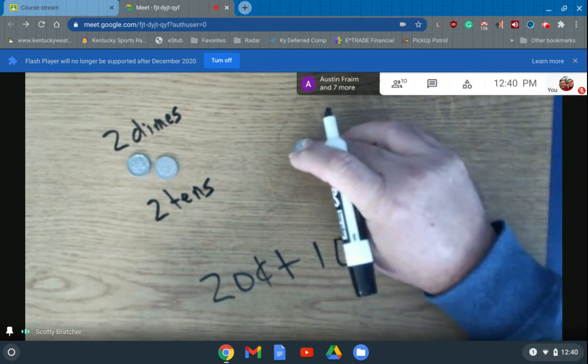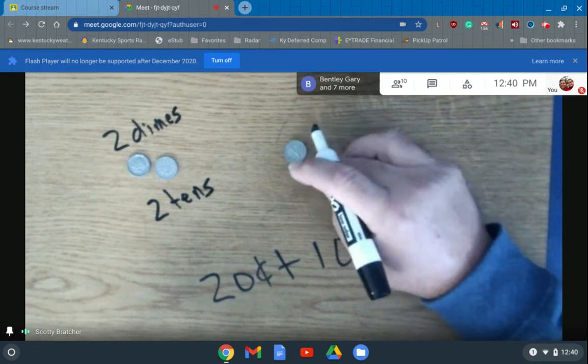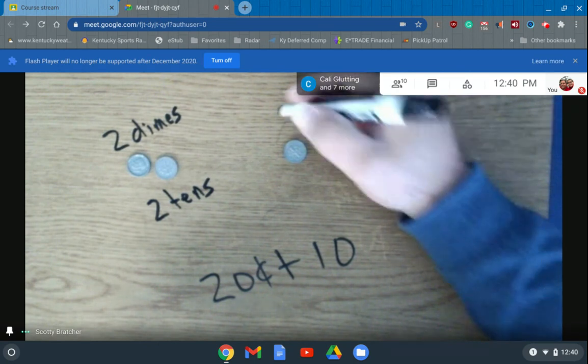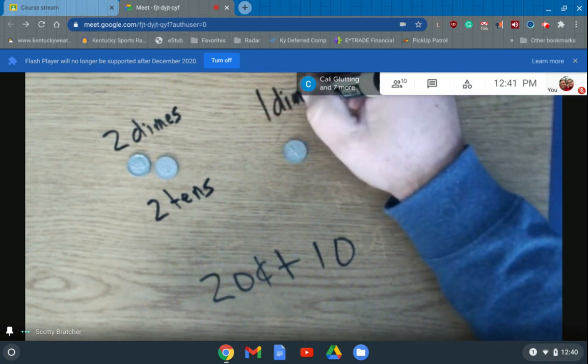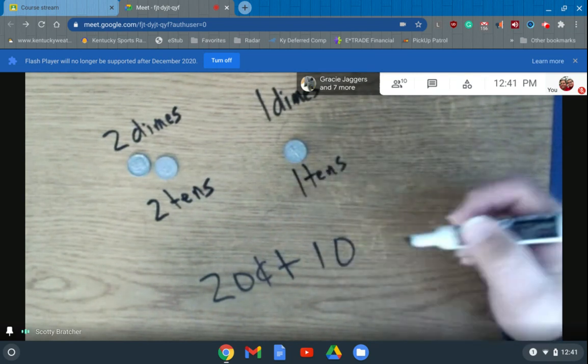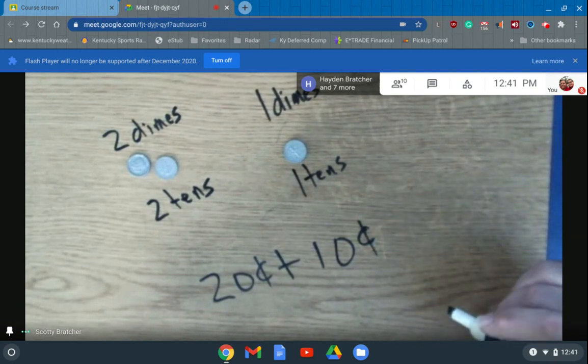And I'm adding this one. Okay, and you said it was 10. So what's it look like? It looks like 1 dime or 1 ten. 1 dime, 1 ten, or 10 cents, right? Okay.